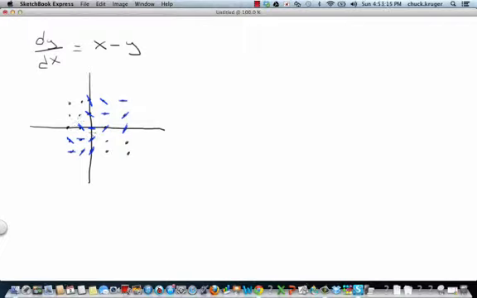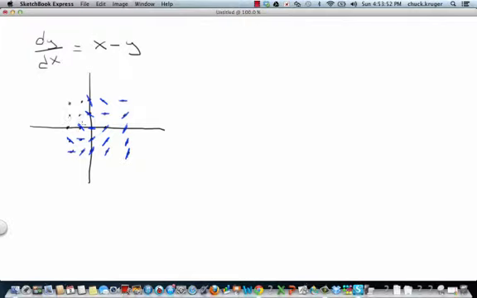I'll have 1 minus a negative 1, which will be 2. And then this will be 2 minus a negative 1, which will be 3. And this is 1 minus a negative 2, which will be 3. And 2 minus a negative 2, which will be 4. So very slanty right there.